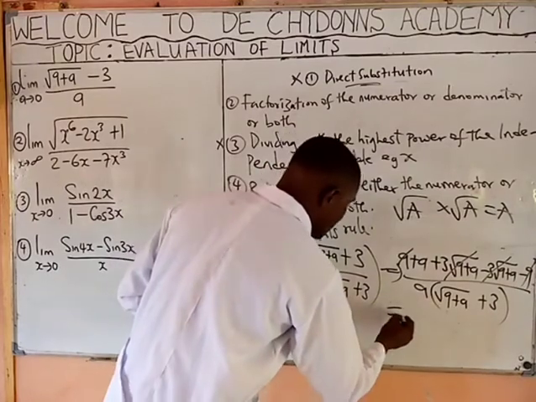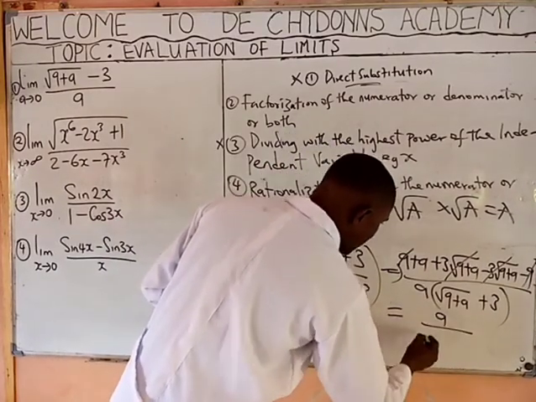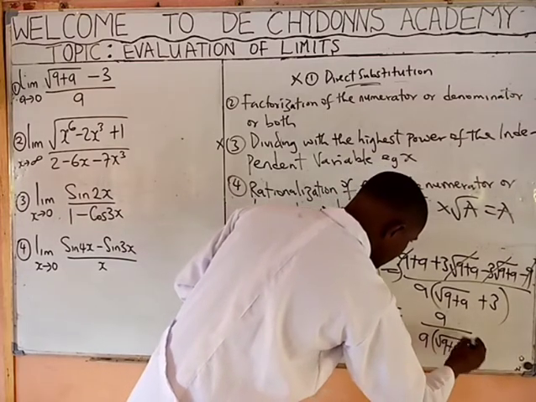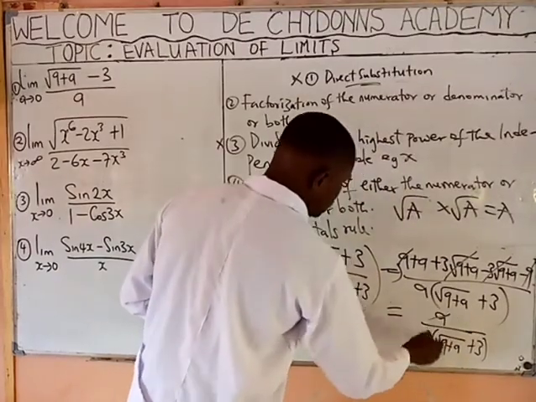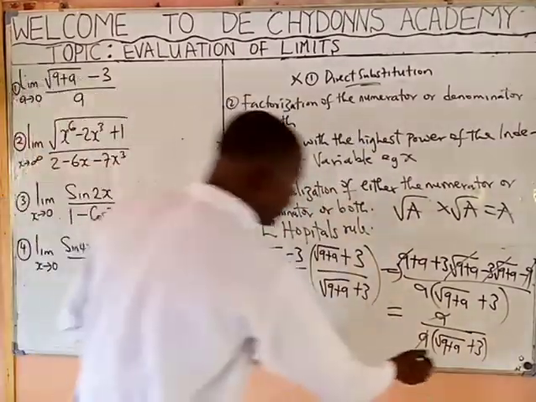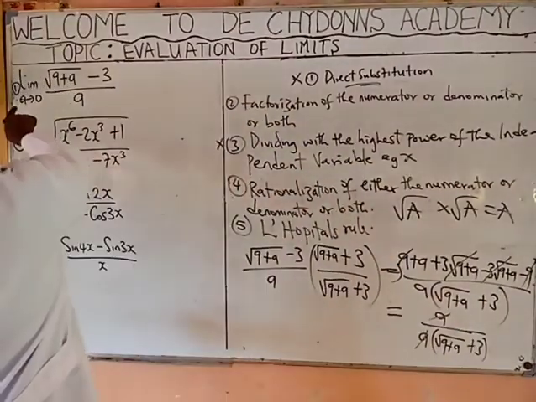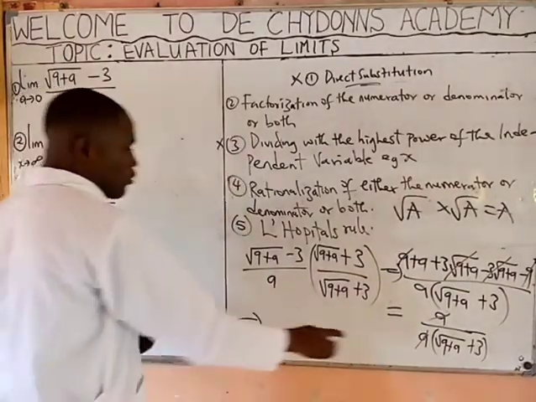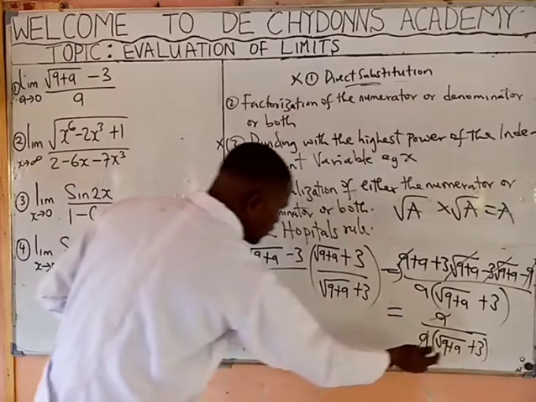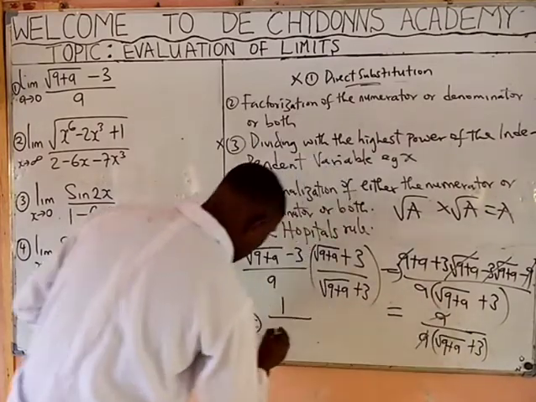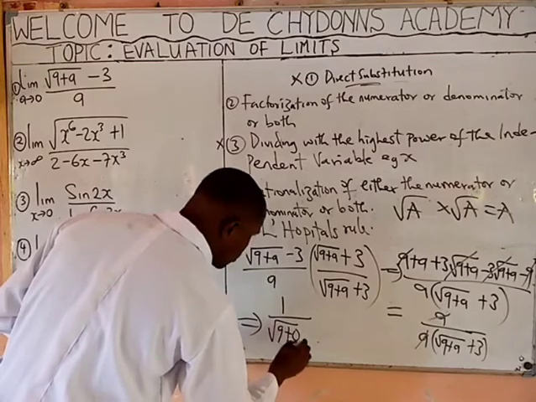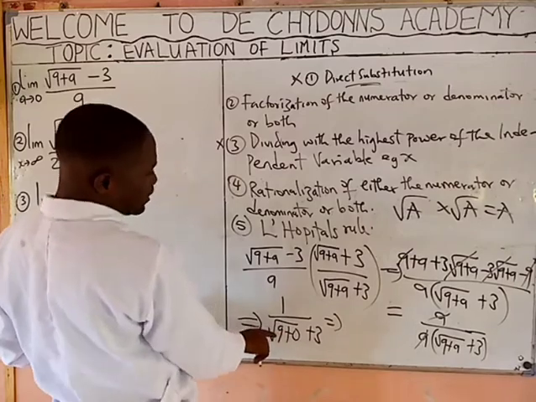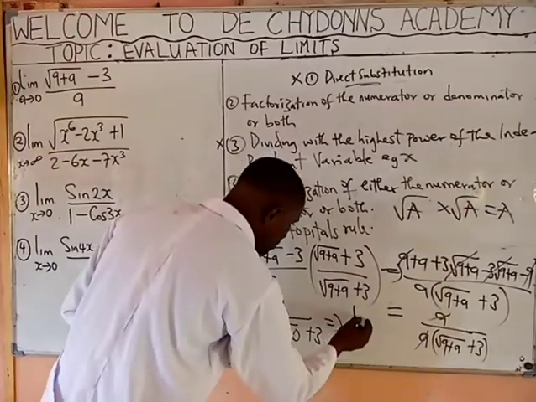Now, what we will be having is a all over a bracket square root of 9 plus a plus 3. This will cancel this, leaving you with 1 over this. Now carry your 0, a equal to 0, and put it here. You'll be having square root of 9 plus 0, then plus 3. 9 plus 0 is 9. Square root of 9 is 3. 3 plus 3 is 6. So that will be 1 over 6.